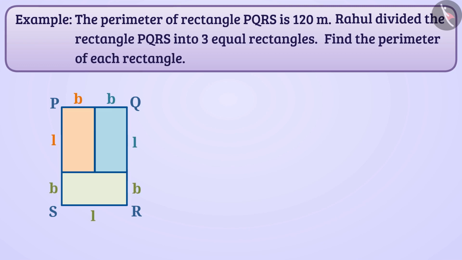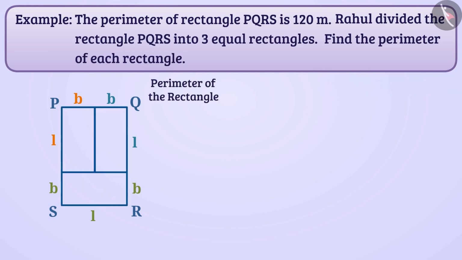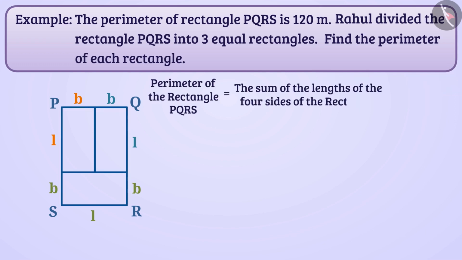Let us consider the length of each rectangle as L and the width as B. Here, the perimeter of the rectangle PQRS is equal to the sum of the lengths of the 4 sides, which is L plus B plus L plus B plus B plus L plus B, which is equal to 3L plus 4B. We are given the perimeter 120 meters of rectangle PQRS. So, 3L plus 4B is equal to 120 meters.